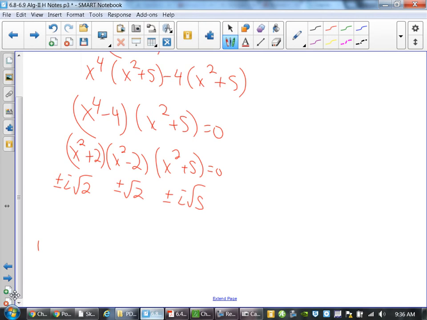What do you got? You only need an i when you're taking the square root of a negative, right? Yeah, because you have to subtract the 2 to take the root.